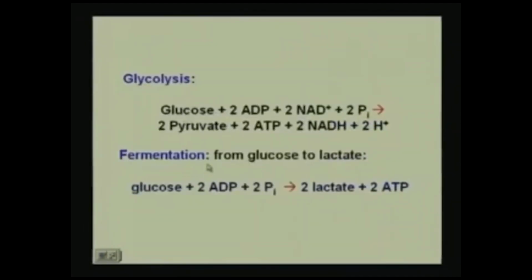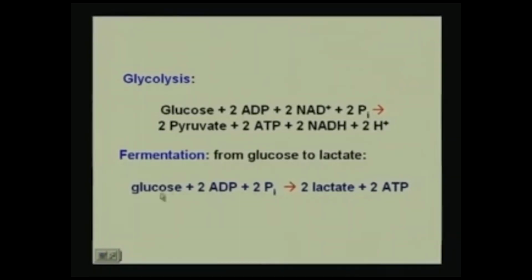So this is our final steps of glycolysis, where we have our glucose, 2 ADP, 2 NAD+ going to 2 phosphate plus 2 phosphate, that forms 2 pyruvate, 2 ATP, 2 NADH plus 2 H+. In the fermentation, instead of pyruvate, we are going to get lactate. So we have the glucose that with 2 ADP plus 2 Pi will give us 2 lactate plus 2 ATP.